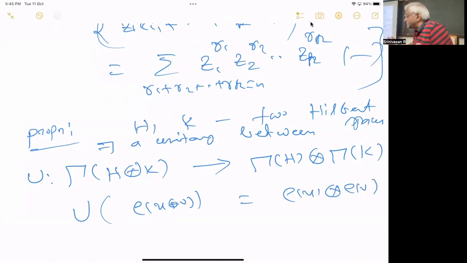The unitary is defined on a total set. So you have to show that it preserves the inner product on the total set, and then it will extend to a unitary. That's all. So it is through this unitary that we identify Gamma of H direct sum K with Gamma H tensor Gamma K. As it is, they look like two different Hilbert spaces, but we identify them using this unitary. Whenever we write, we will not even mention the unitary. We will treat them as the same Hilbert space: Gamma H tensor Gamma K is Gamma of H direct sum K.